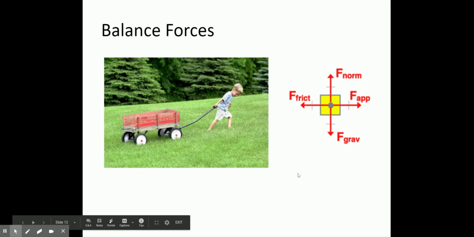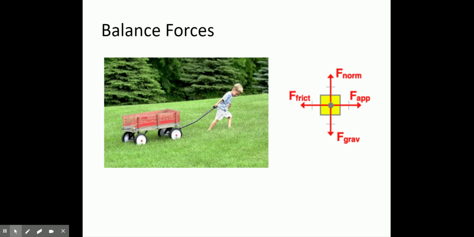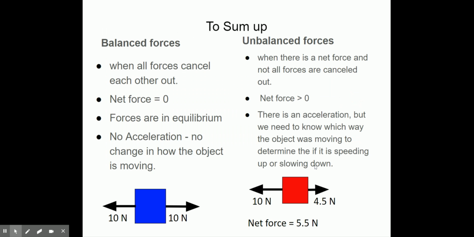When forces are balanced, we said that there is no net force, therefore there is no acceleration. So the object is going to continue doing whatever it was doing originally. So if the object was still, it's going to stay still. If the object was moving, it's going to continue to move at a constant speed.